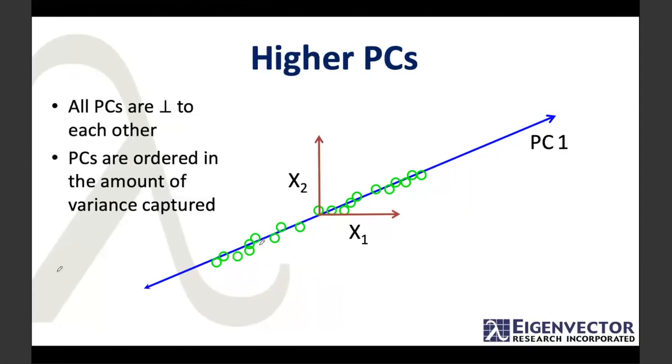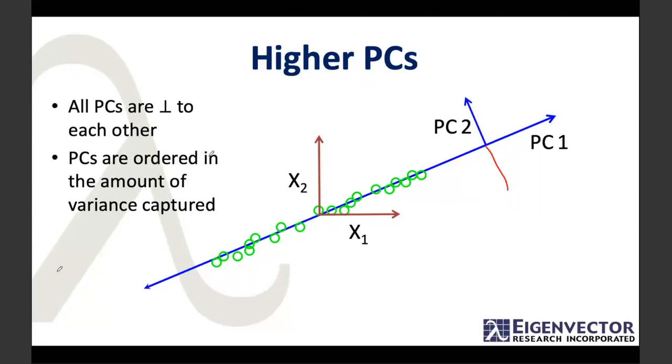How about higher PCs? Well, one of the very helpful properties that we have with respect to the principal components is that they are all orthogonal to each other. So given that PC1 is in this direction, and we're working with a two-dimensional system here, PC2 can only be in this direction, or we can choose it to be in the opposite direction. There is an ambiguity with respect to sign.